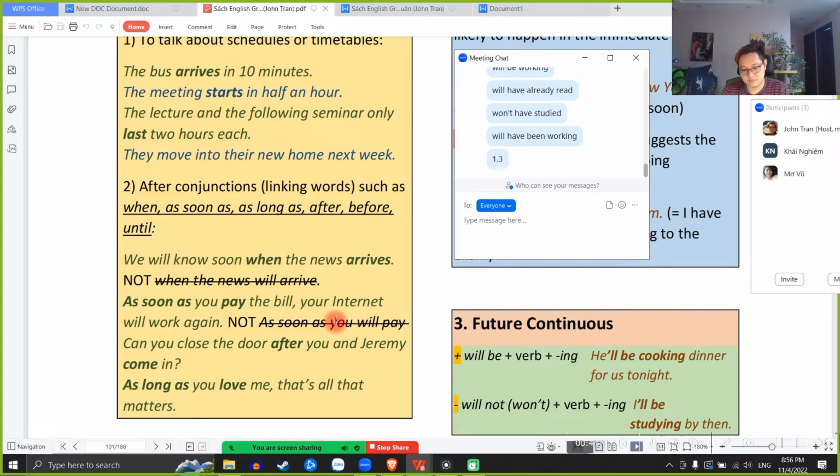Can you close the door after you and Jeremy come in? As long as you love me, that's all. And as long as you love me, that's all that matters. That's all that matters. Cẩn thận mấy cái âm cuối. That's all that matters.